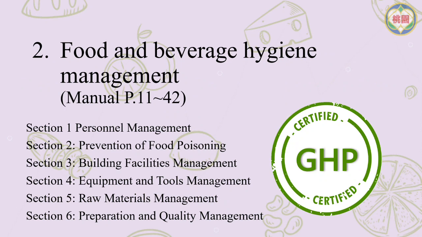It is divided into 6 sections: personnel management, prevention of food poisoning, building facilities management, equipment and tools management, raw materials management, preparation and quality management. All sections can be found in pages 11 to 42 of the manual.